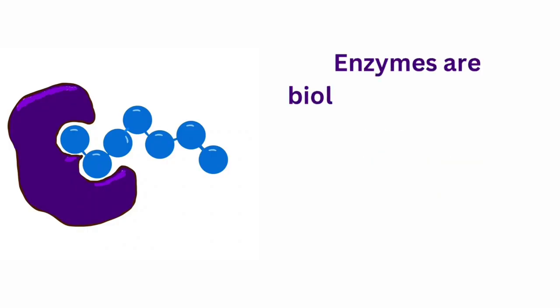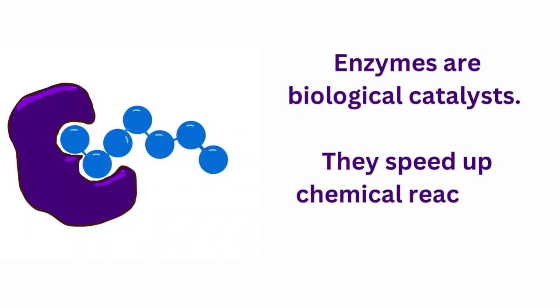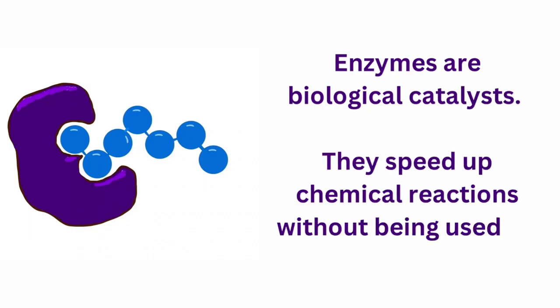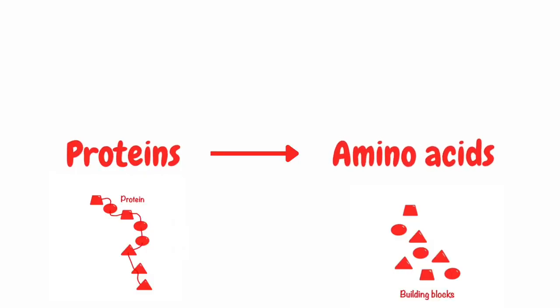So if you need a definition of enzymes that you can learn and remember, you could write down that enzymes are biological catalysts and they speed up chemical reactions without being used up in the process. Let's look at an example of a reaction that's carried out by an enzyme. Proteins are broken down into amino acids. We write the word enzyme above the arrow to show that an enzyme is needed but isn't actually used up in the reaction. At the end, we'll still have the enzyme, but we won't have the protein. We'll have amino acids instead.